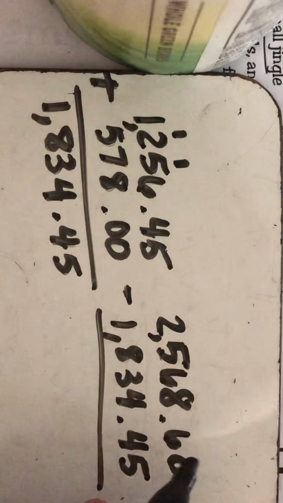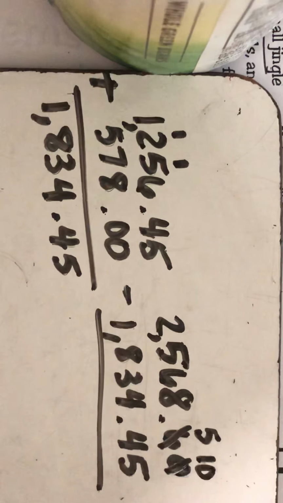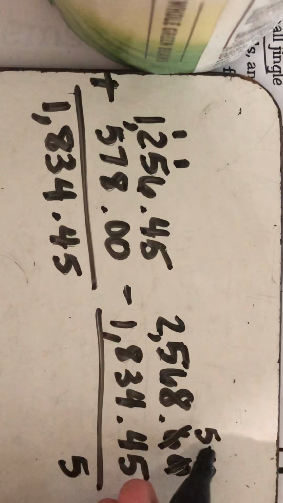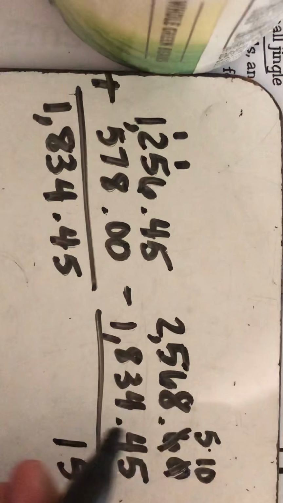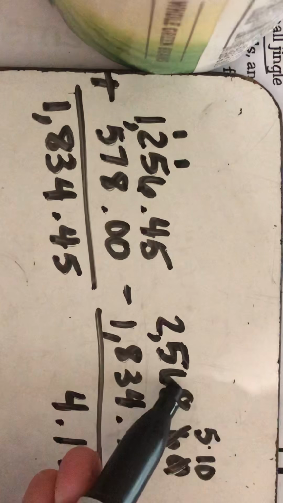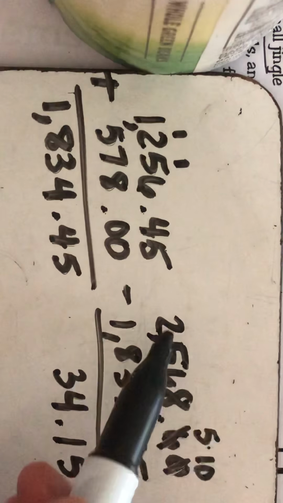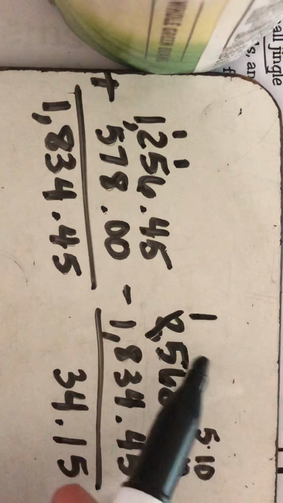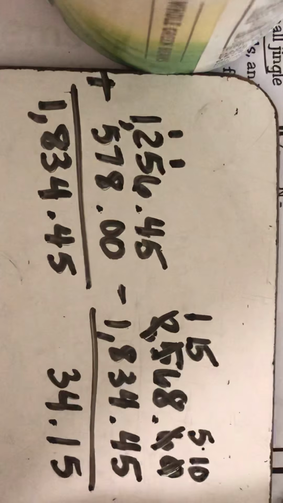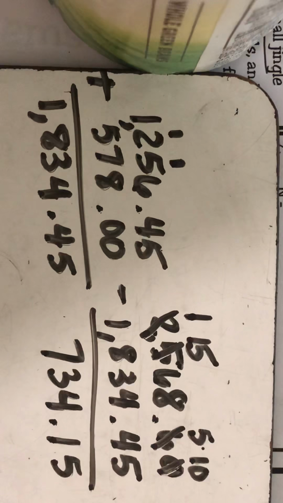So now we're ready to subtract. 0 minus 5, can't do that. Borrow from the 6, 6 turns to a 5, and the 0 turns to a 10. 10 minus 5 is 5. 5 minus 4 is 1. Bring down my decimal. 8 minus 4 is 4. 6 minus 3 is 3. 5 minus 8, can't do it. You've got to borrow from that 2. 2 turns to a 1, and 5 turns to 15. 15 minus 8 is 7, and 1 minus 1 is 0, so we don't have to put it.